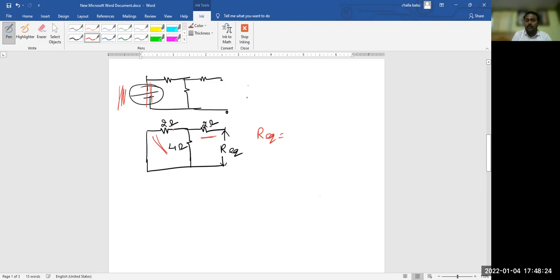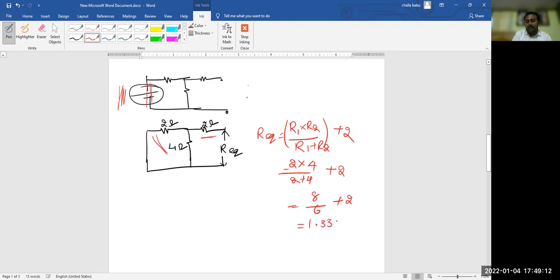The 2 ohm and 4 ohm are both in parallel. As we know, if two resistors are in parallel, the formula is R1 into R2 by R1 plus R2. These two in combination are in series with the 2 ohm resistance. So I'm replacing the values of R1 and R2. That is 2 into 4 by 2 plus 4, plus 2. So we'll get 8 divided by 6 plus 2. It will give 8 divided by 6 as 1.33, plus 2. So obviously you will get 3.33 ohms. So this is the equivalent resistance for the Thevenin circuit.